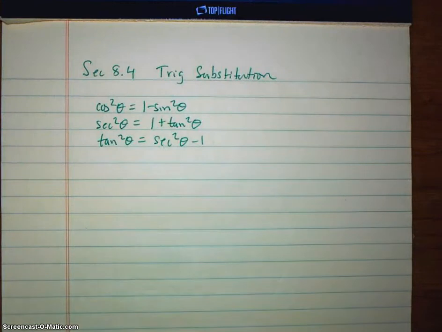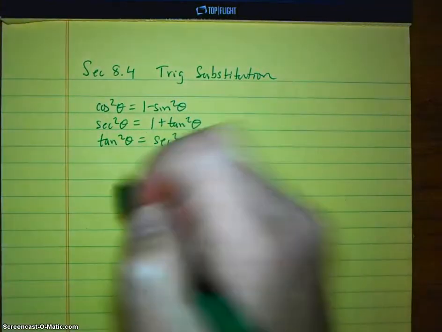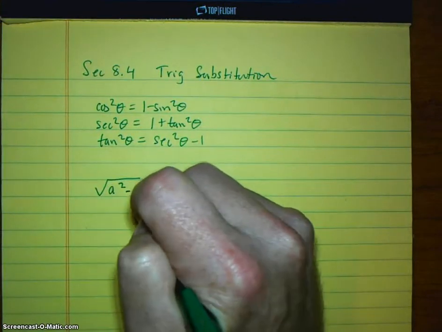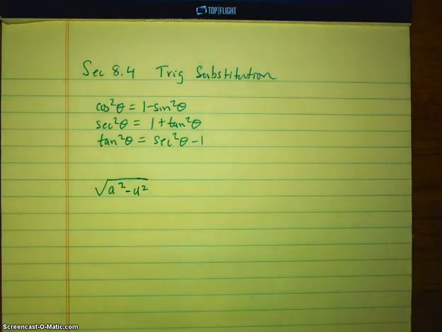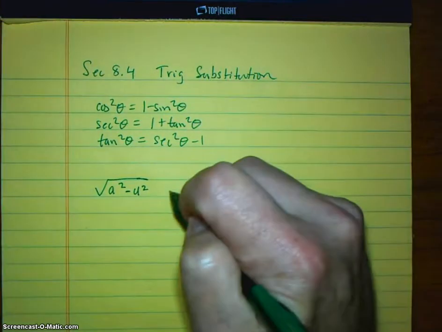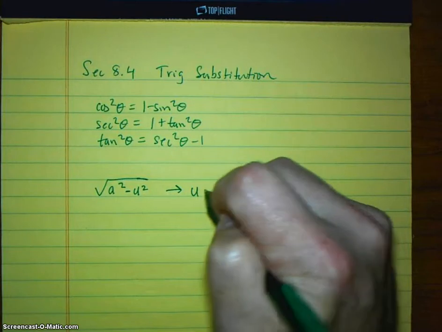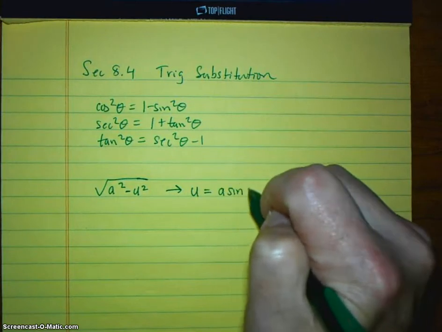Okay, so when do we use trig substitution? That's really the big question. We will use trig substitution when we see combinations of squares and square roots. And there will be three different situations. If we see square root of a squared minus u squared in our integral, then our substitution will be u equals a sine theta.